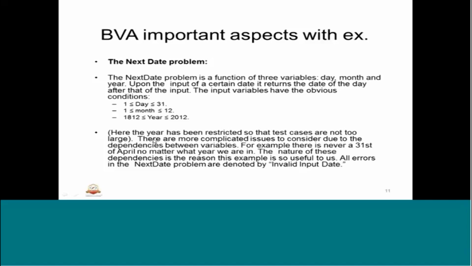So there are more complicated issues to consider due to the dependencies between variables. That means these variables are very important so that dependencies have to be considered. For example, there is never a 31st of April. That means if we define this dependency of the date based on the month, correct? If you have a February or if you have a month, so we are not going to have a 31 as an input, right? So we cannot have a test case identifying a 31 for the month of April or for the month of February or any of the even months.